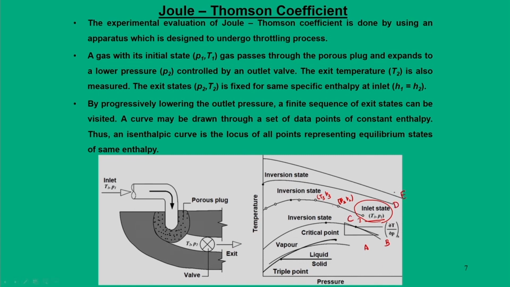So for many inlet states, the corresponding exit state we can plot it. But what is more important here is that for each of these curves there is a parameter called ∂T/∂P at constant H. This parameter we are going to measure for each of these curves. One of the characteristics of all these curves is that they are isenthalpic curves, the locus of all the points representing equilibrium states of the same enthalpy.